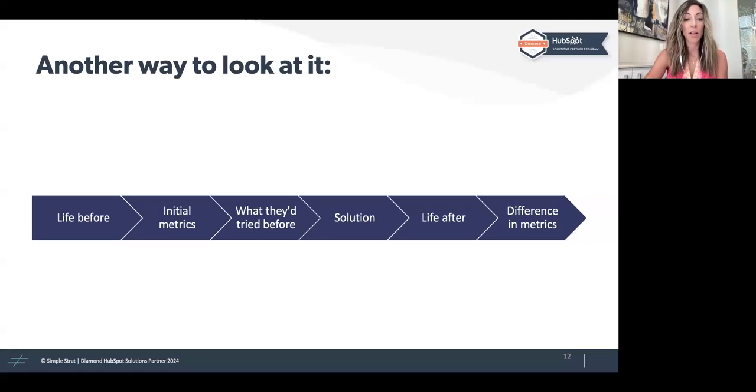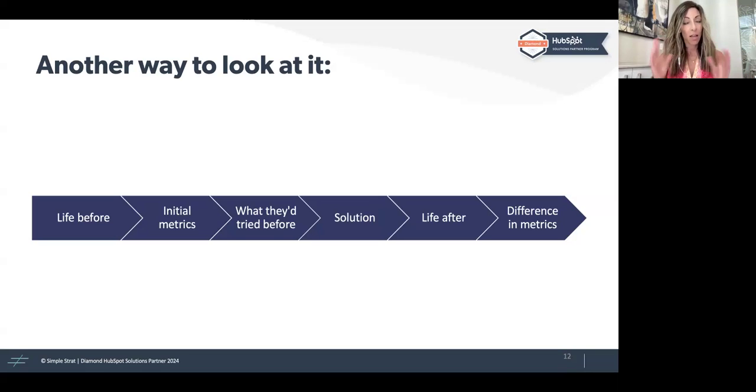I love my visuals, so I love thinking about the way this would progress through the life of a client experience. There's life before, there's the initial metrics, there's what they'd tried before. This is a really important piece to include in the story, and something really important for your sales team to know as well. One of the things we see when we create our case studies, and that we're starting to pull out more in our design of case studies, is clients had worked with another agency to do X, and because of the way that agency functioned, they did not get a good result. And so they're coming to us because we have a different methodology.